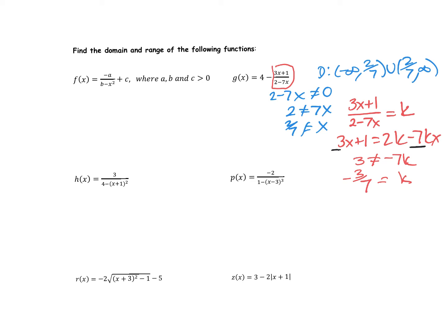Now to further hit home this point, let's see what happens if we were to set the fraction equal to negative 3 sevenths. So if I were to solve this for x, I would say, okay, 21x.